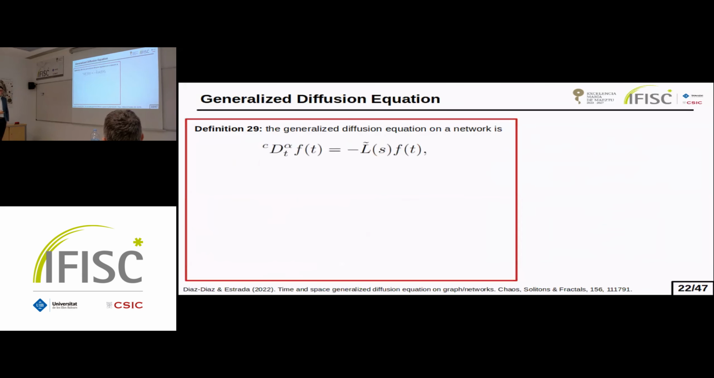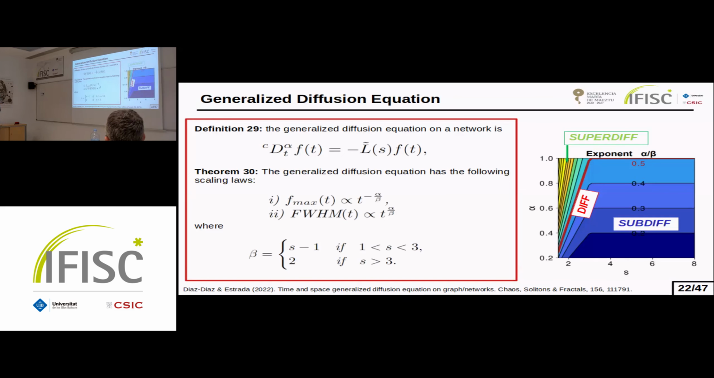Now we come to the main contribution that we made in this second part of the talk, which is to combine subdiffusion and superdiffusion in the same equation. We called this the generalized diffusion equation. The subdiffusive part will be modeled by the Caputo derivative, and the superdiffusive part by the Mégin-transformed Laplacian. And we did this in this article from 2022.